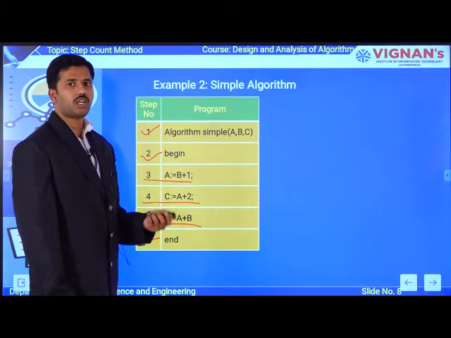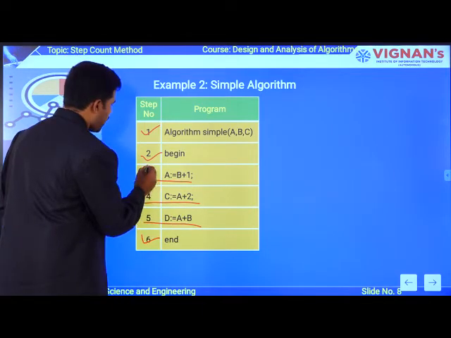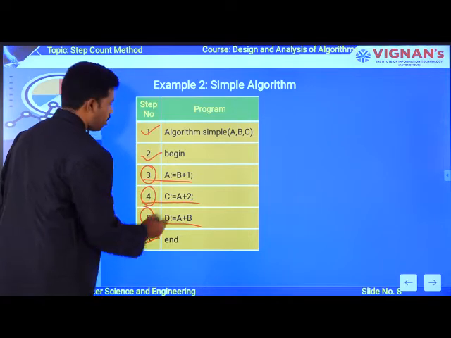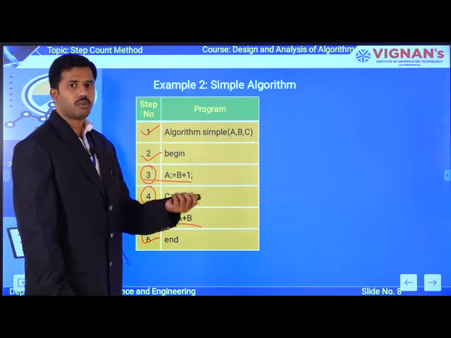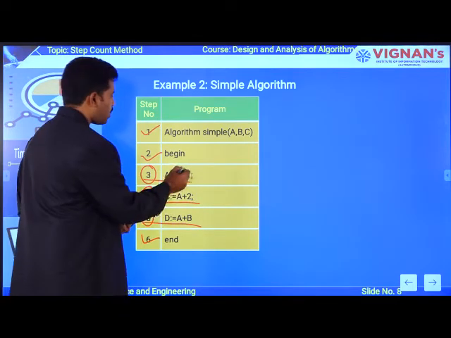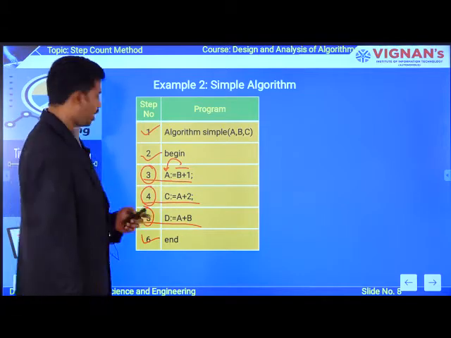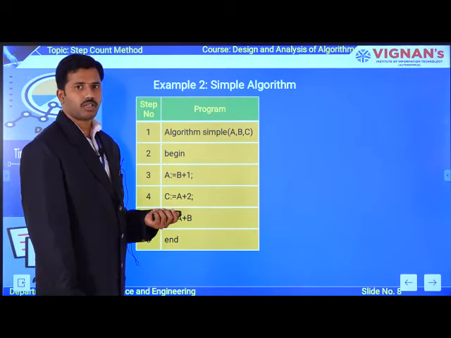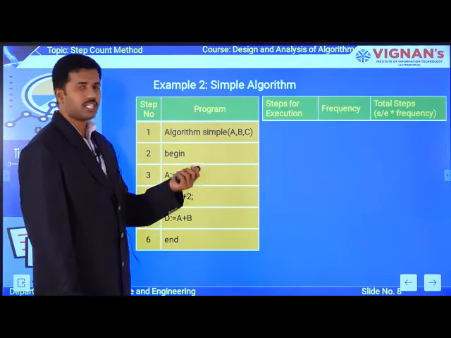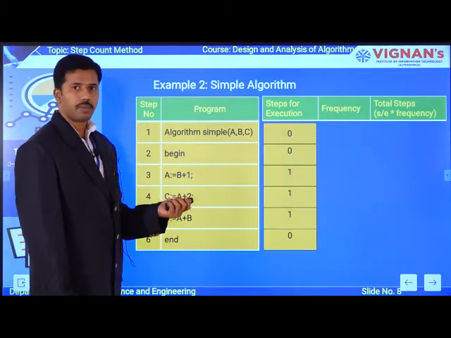If it is executable, then only you are getting the value, right? So at step number 3 as well as 4 as well as 5, simply you are having an assignment operation, right? That's why this algorithm is named as simple algorithm. Simply you are performing an arithmetic addition operation and you are trying to update the values. Okay. So now if you apply the step count method to get the time complexity of an algorithm with the help of steps per execution as well as frequency as well as total steps, the values are going to be updating like this.